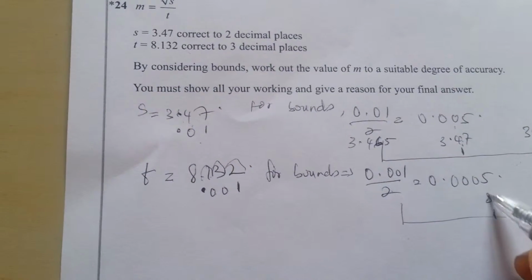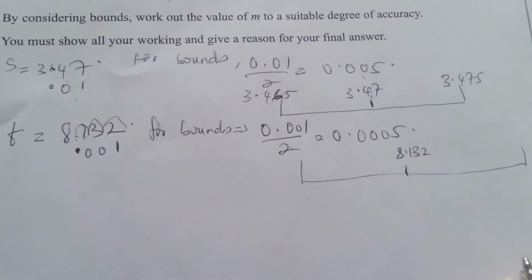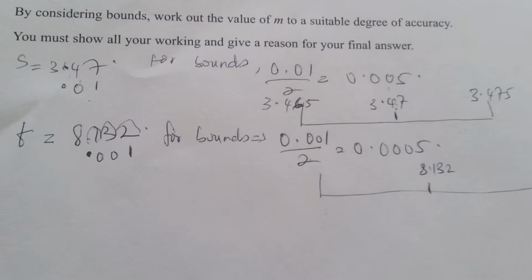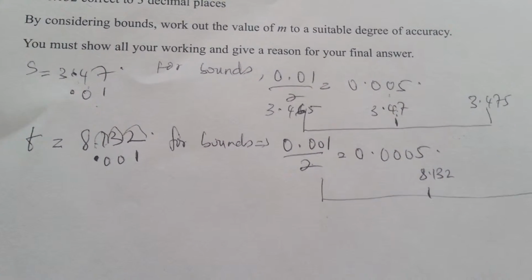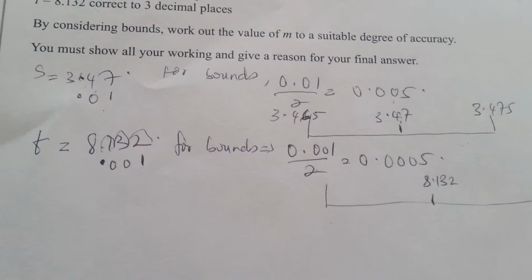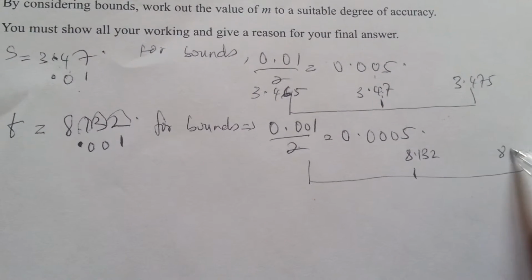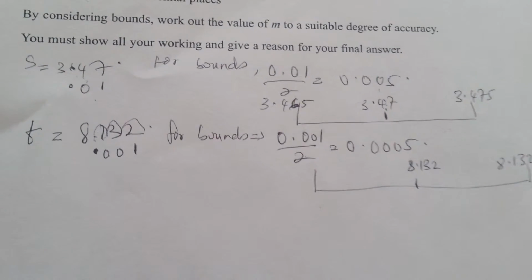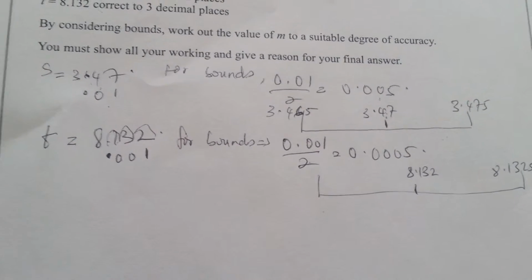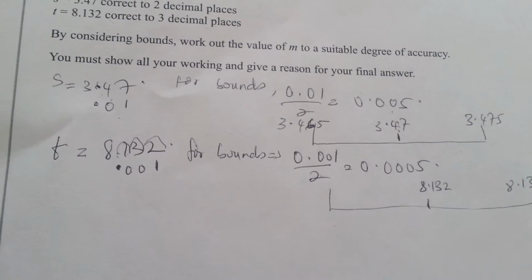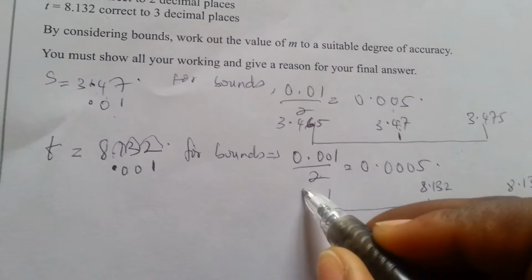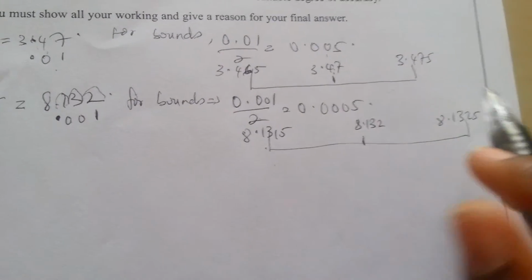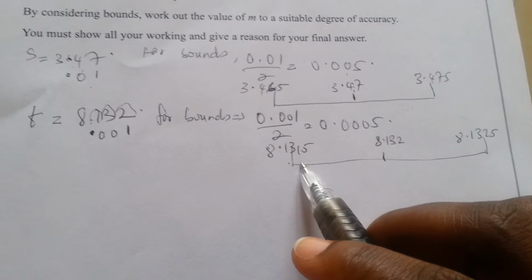Now for our bounds on this one, let's have 8.132 in the middle. For our upper bound, we're going to add 0.0005 to this, so you have 8.1325. Now 8.132 minus 0.0005, you have 8.1315. Now this is the upper bound for this and the lower bound for this.